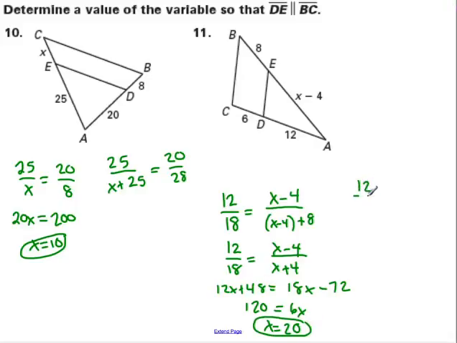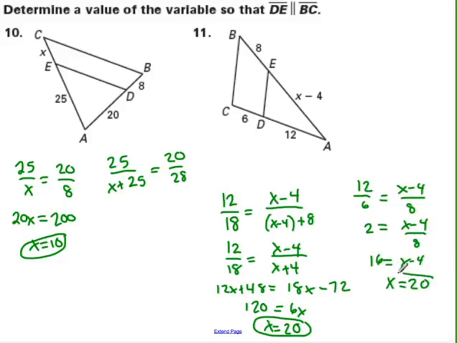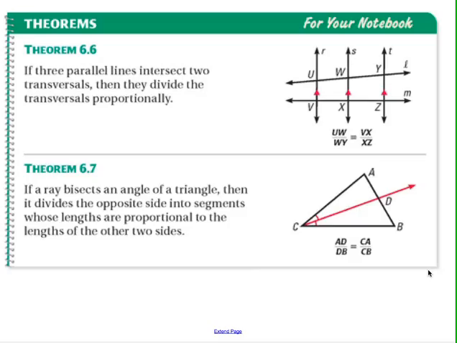You can just say it's 12 over 6 equals x minus 4 over 8. You could notice this ratio then was going to be 2 equals x minus 4 over 8. You get 16 equals x minus 4, and then just add 4 to both sides. You could also get 20. So there's yet another way you can solve for this. What's kind of neat is whatever ratio you decide to pick, stick with it, and chances are you're going to get it right as long as you set your problem up correctly.